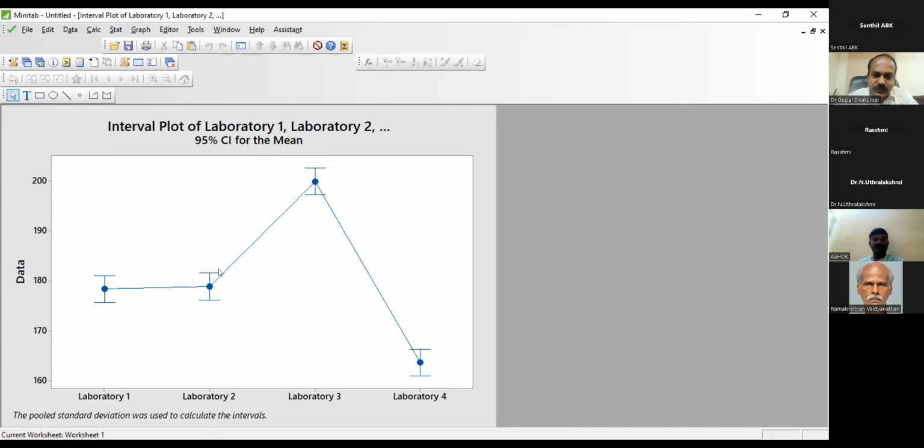And what is this horizontal line on the top? Upper specification limit, lower specification limit. Not significance limits. You can't use the same language in all situations. Specification limits are decided by the customer.